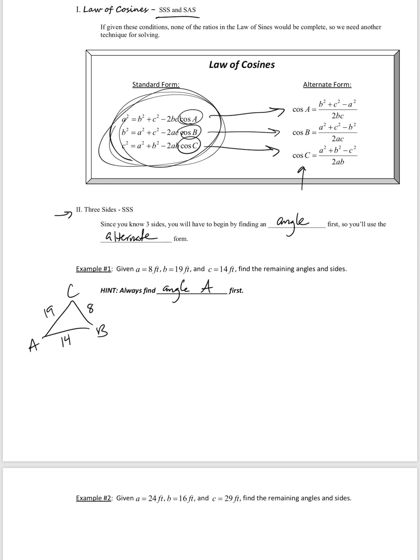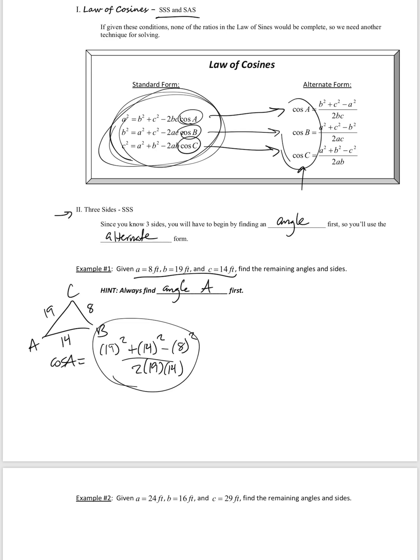And I need to solve for some angles. So I'm going to use the alternate form here. Let's solve for angle A first. So the cosine of A equals b squared plus c squared minus a squared all over 2bc. So they gave me a, b, and c here. All we have to do is plug in. So b squared plus c squared minus a squared all over 2 times b times c. So I'm going to plug all of this into my calculator, and then that equals the cosine of A. So to solve for A, I'm going to take the inverse cosine. So I get A is about 22.08 degrees.